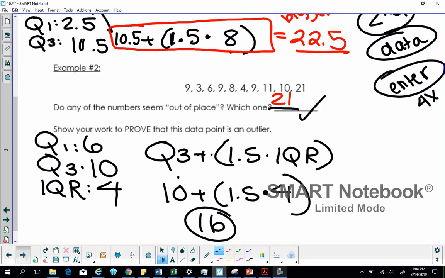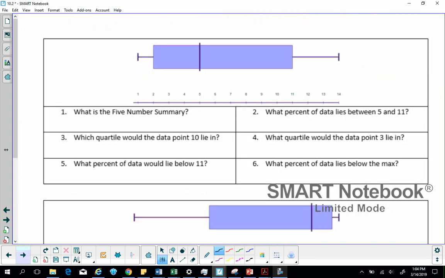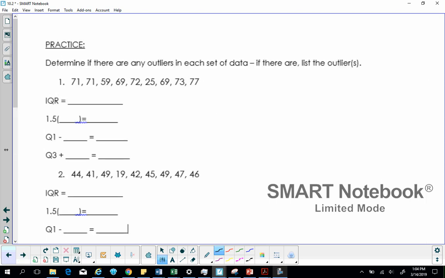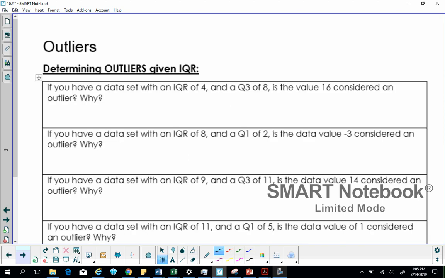So it was 16, and since it was an outlier, let's try this one. It says if you have a data set, and now they're giving you the IQR and Q3, so this is easy. You don't have to put it in the chat. If they're giving you the IQR and Q3, is 16 considered an outlier? They want to know if 16 would be an outlier.